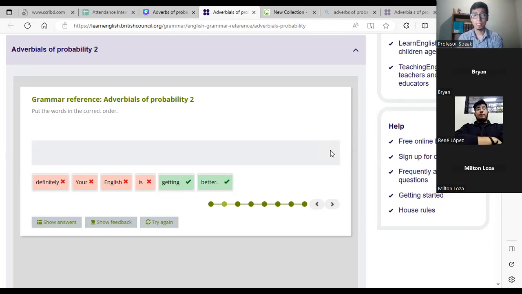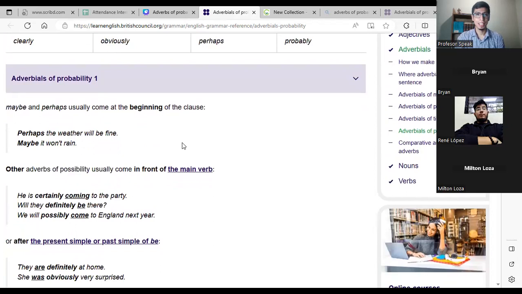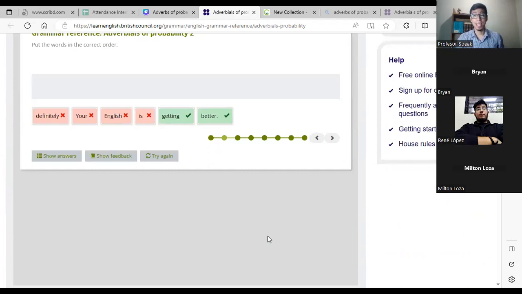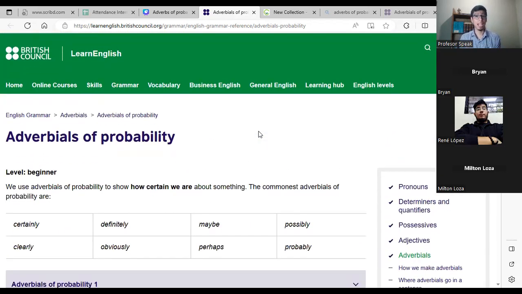Yes, it is because it says that it can be after the present simple or past simple of be. Yes, the present simple. We are using the present simple. Also the past. Here, the present simple or past of be. Okay, yes, exactly. Good. Now we have this very clear, guys. Excellent. Thank you, Brian. And this was also good. Maybe your train is late. Perfect.